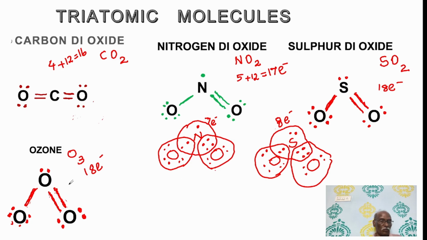Similarly, there is one more molecule, ozone, O3. The same way, 18 electrons are here, exactly the same as that of sulfur dioxide. No difference.